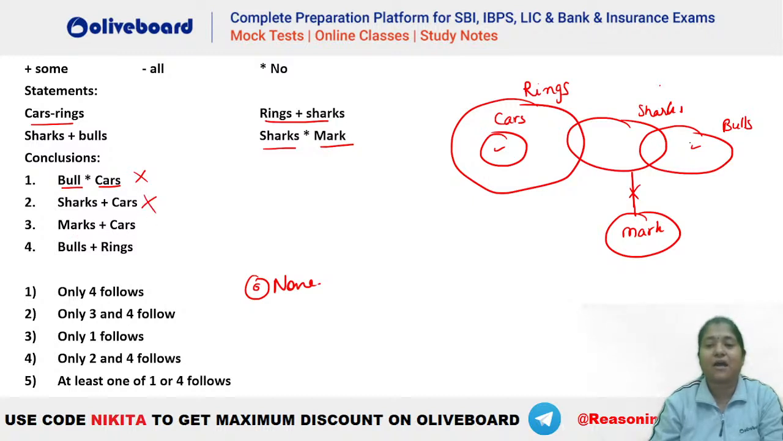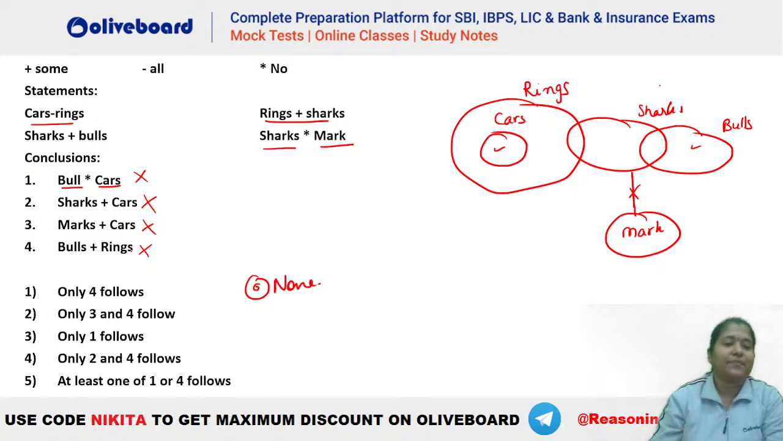Third, what does it say? Marks plus car. What is the meaning here? Is some mark a car? No. Again you can see that is also not true. That's again a possibility. Bulls plus ring. Plus means some bulls are ring. You can see some bulls are ring. That again is a possibility here. So again not true here.